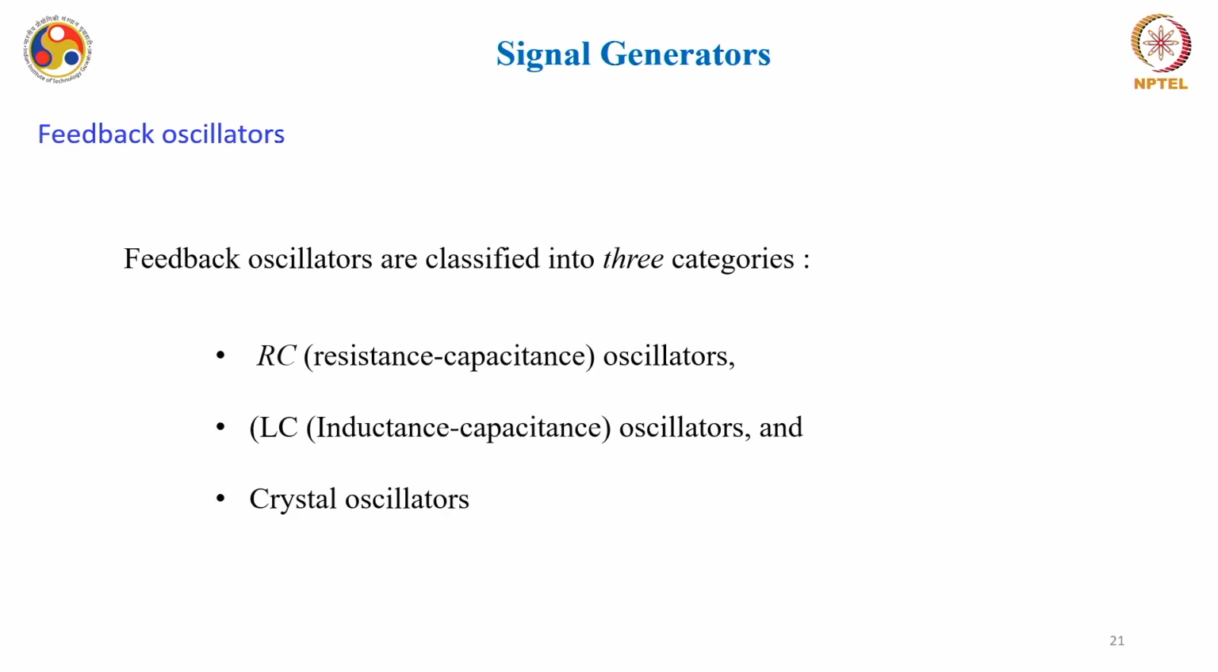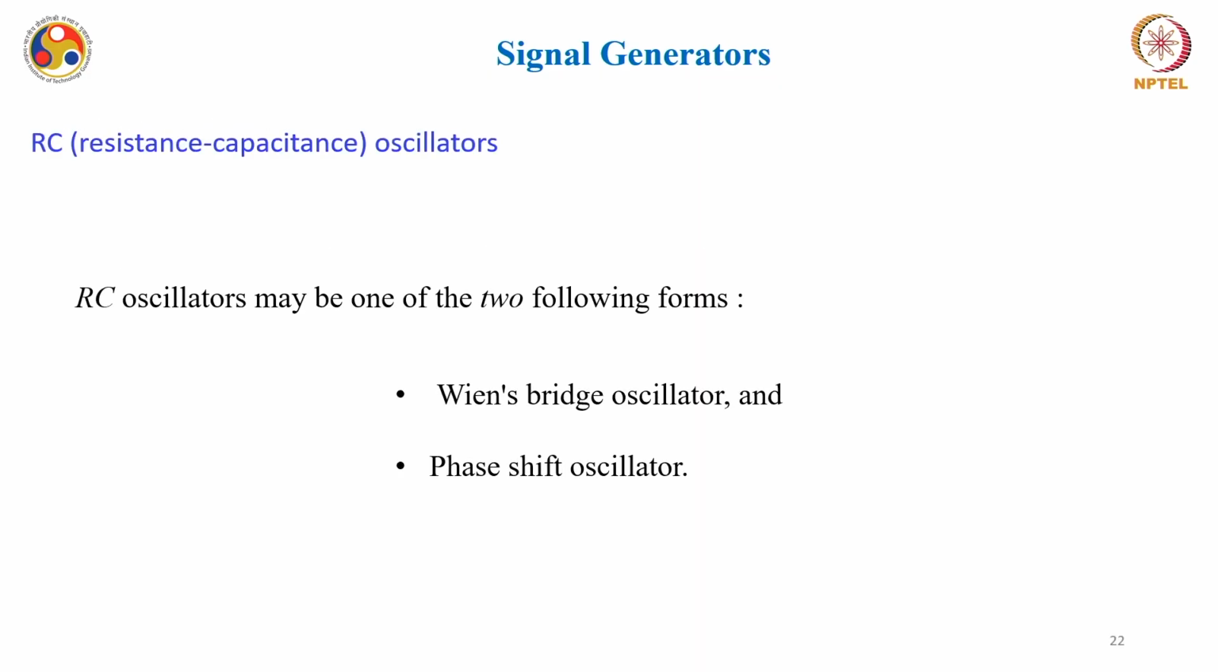Now, feedback oscillators are classified into three categories. We have RC oscillators, or resistance capacitance oscillators, we have LC oscillators, which are inductance capacitance oscillators, and we have crystal oscillators. RC oscillators can be of two forms: the Wien bridge oscillator, and we also have phase shift oscillators.